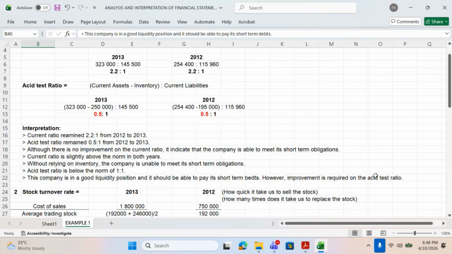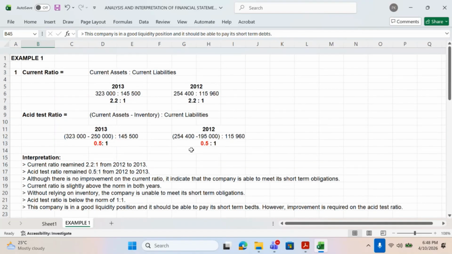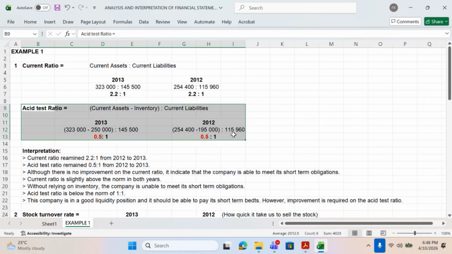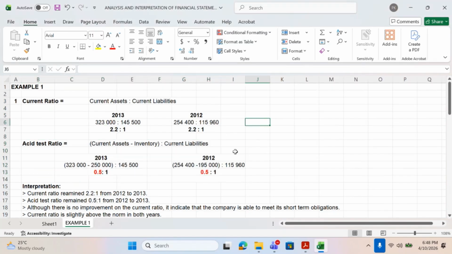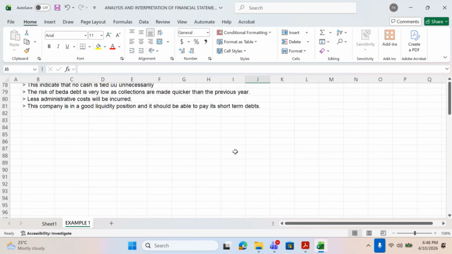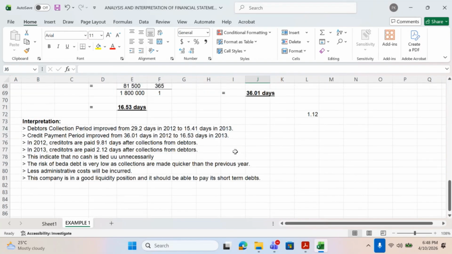However, improvement is required on the acid test ratio. It was only the acid test ratio that was questionable, but everything else was good. So overall, the liquidity position of the company is good. I don't see anything that we should be concerned about. We should be able to meet our short-term obligations. Nothing we should be worried about.